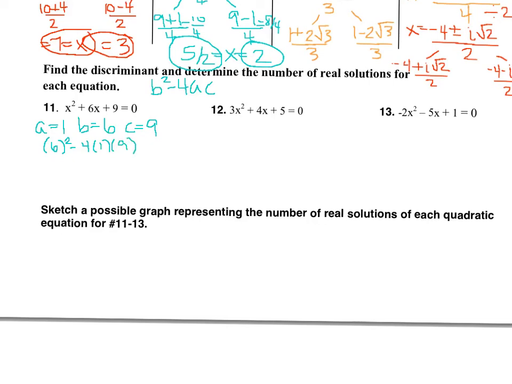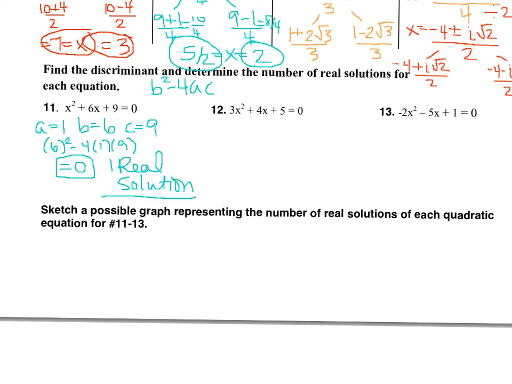And remember, you can plug this straight into your calculator. When I do that, I get 0. So my discriminant is 0, which tells me I have one real solution.